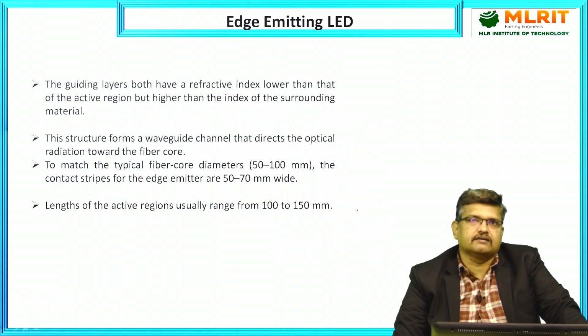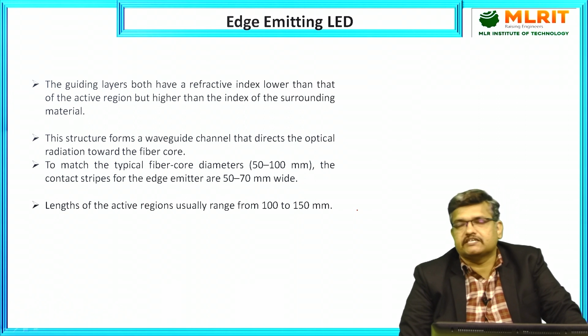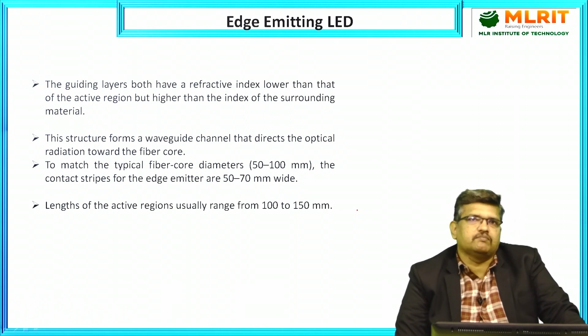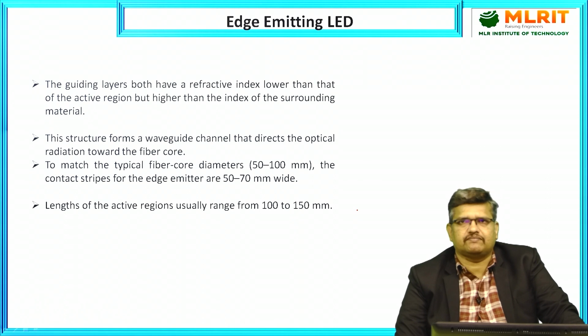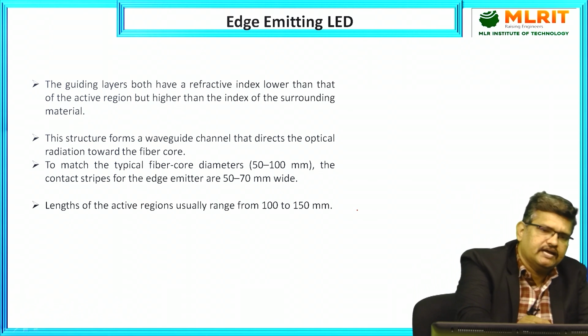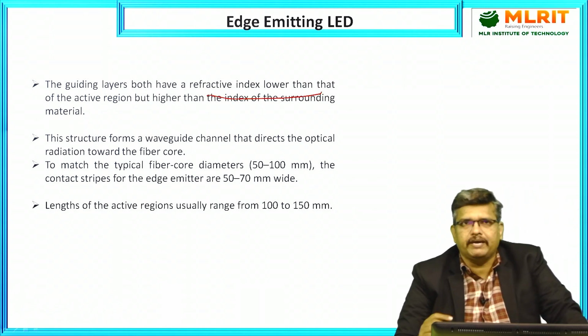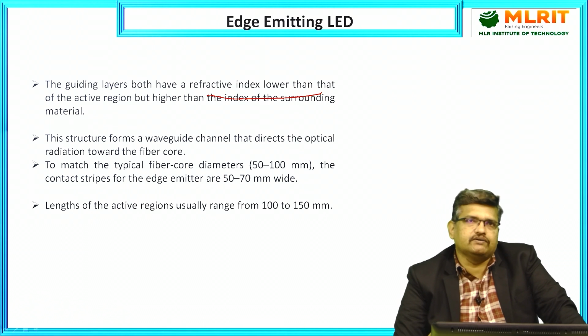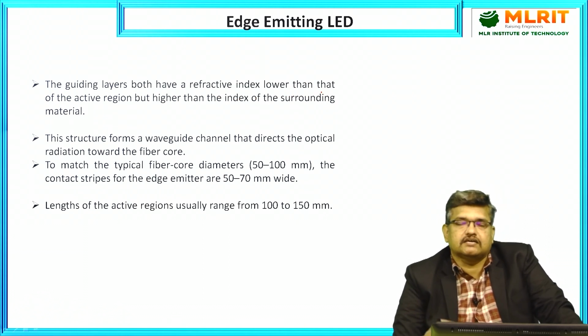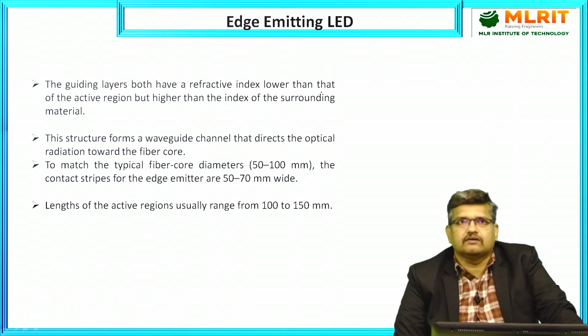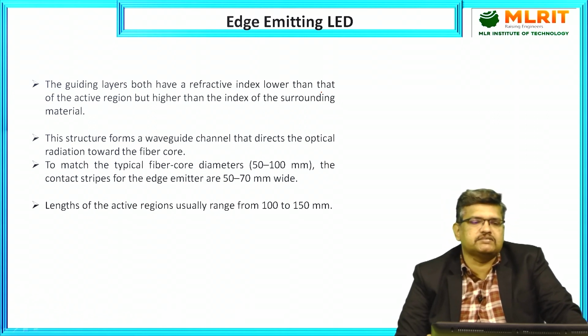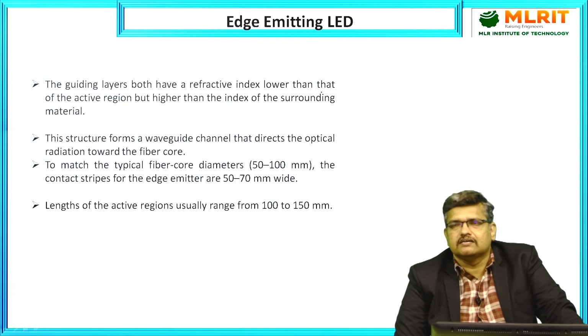Now coming to the dimensions. Here the guiding layers have a refractive index lower than that of the active region, but higher than that of the surrounding material. We know the importance of the refractive index in the fiber. This is very important. This structure forms a waveguide channel that directs the optical radiation towards the fiber core.